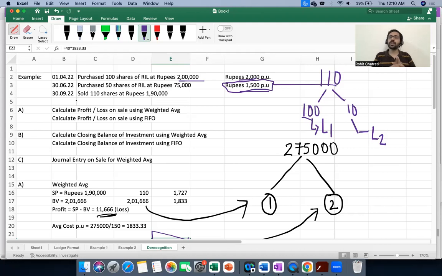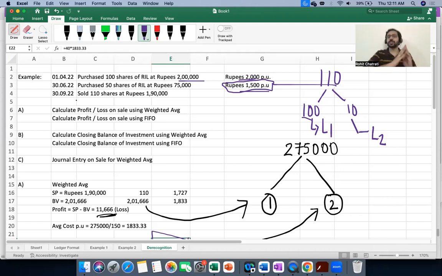I have sold it for 1,90,000. My cost of investments sold was 2,15,000. Therefore, my loss is equal to 25,000 rupees.